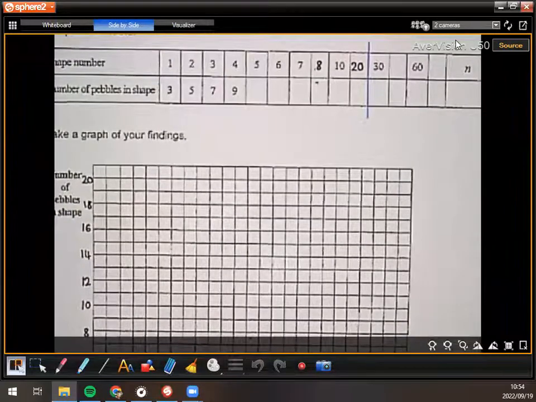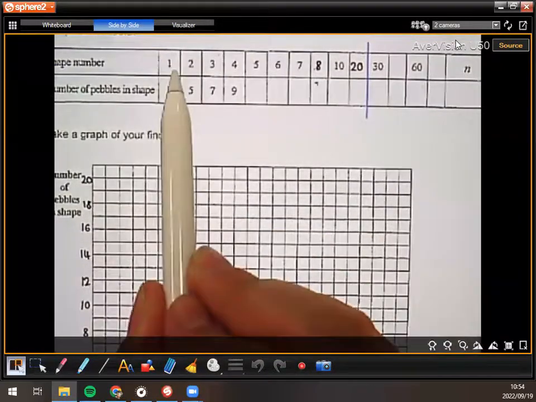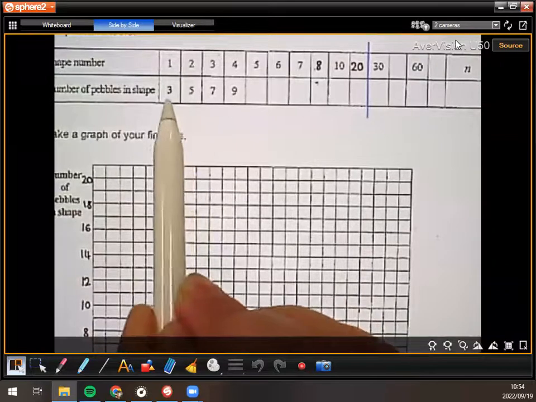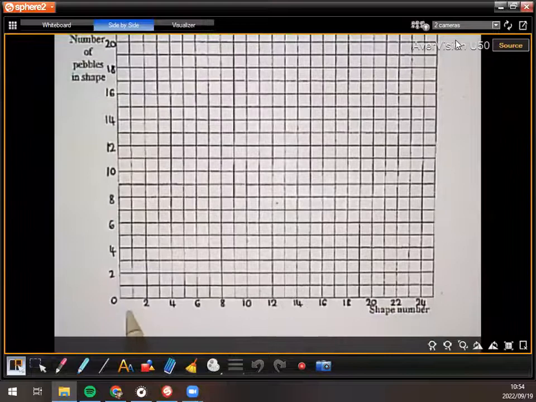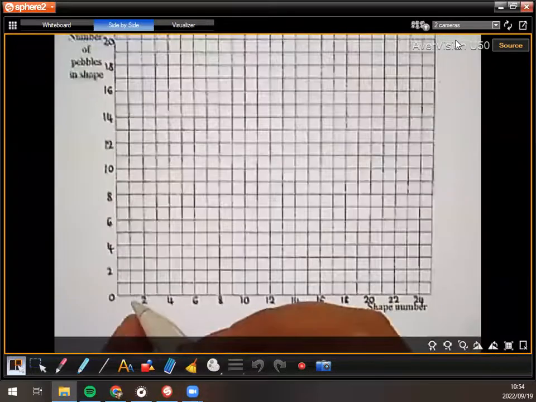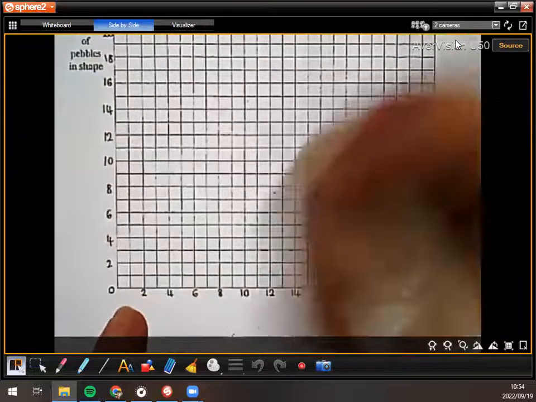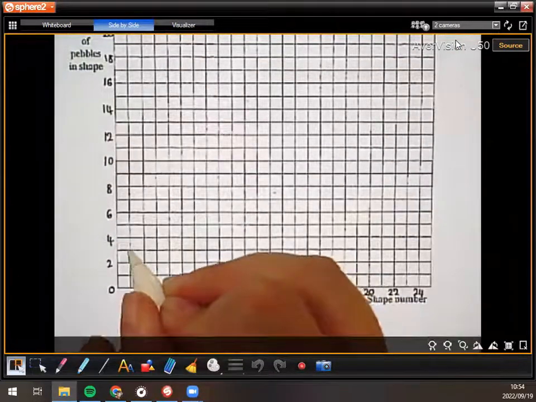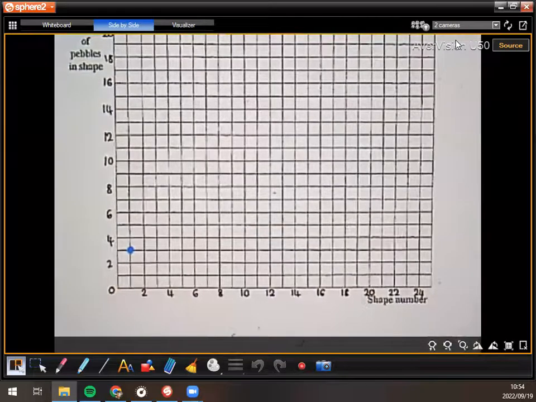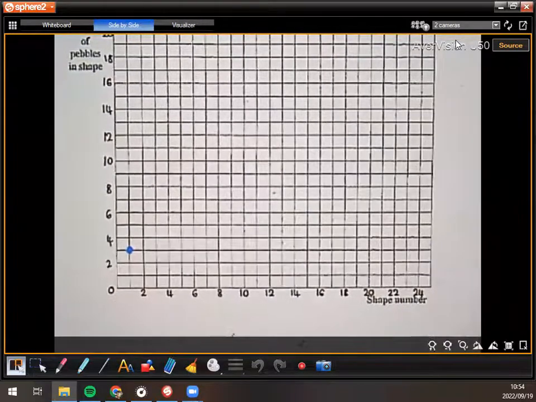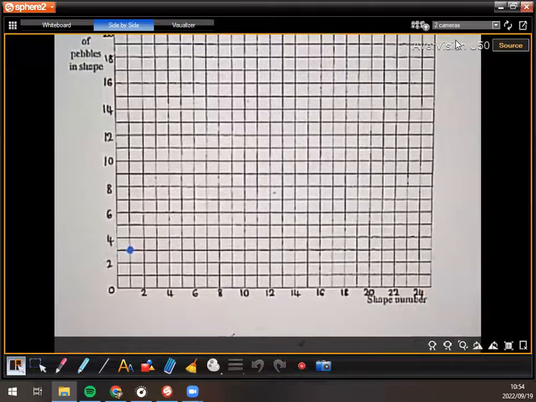I'm going to help you with the first one quickly, guys. When your shape number is 1, the number of pebbles is 3. So we're going to go on the graph to a shape number of 1. Do we agree that it's there at the end of that first block? And now the number of pebbles was 3. So you go 1, 2, 3, and that is where you're going to plot your first point. You're going to do that with all of your values, guys.